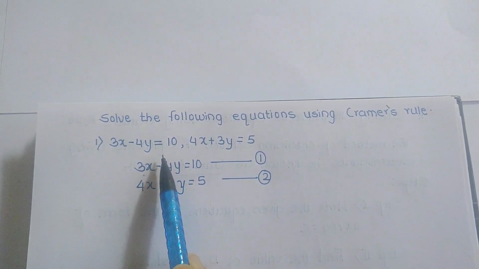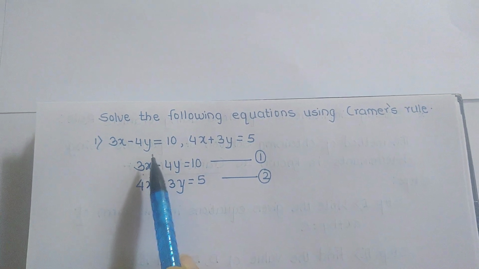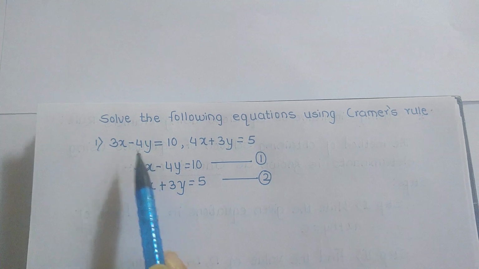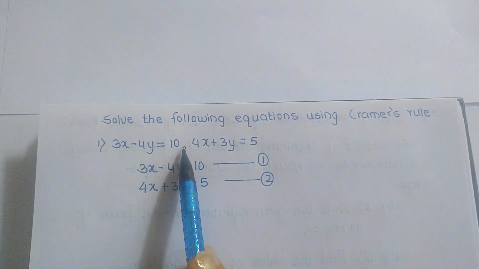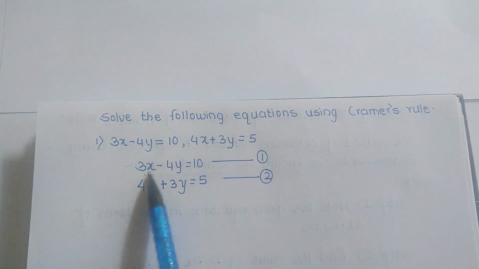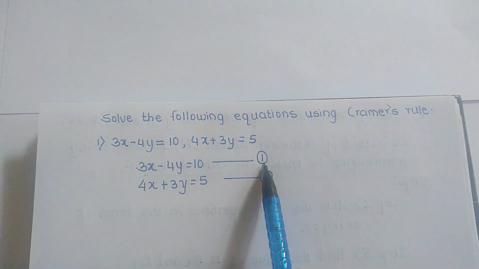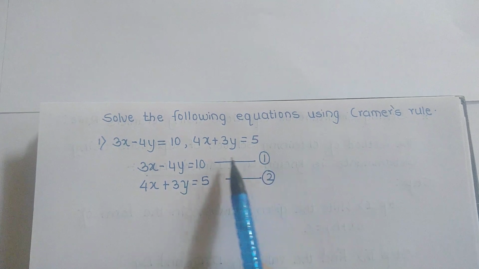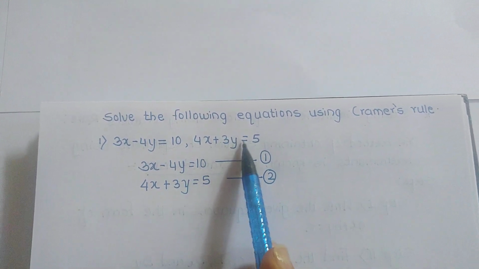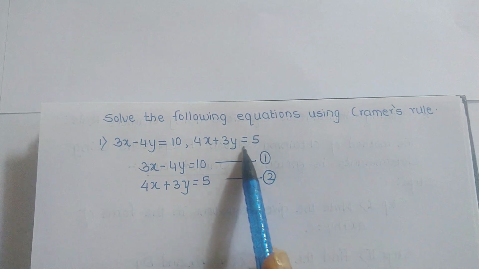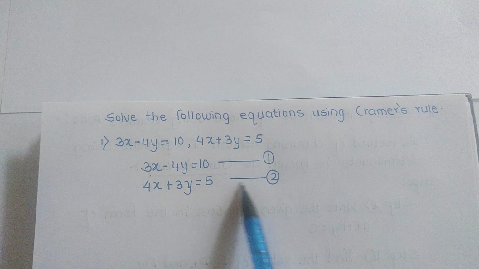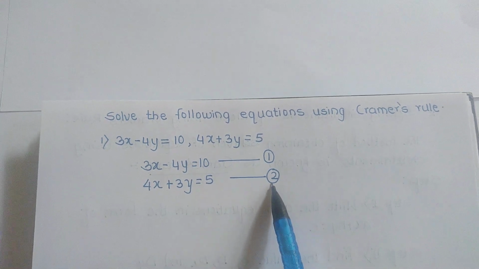So step 1 is to write the given equation in the form ax plus by equal to c. Analyze the first equation. The constant is already on the other side of the equal sign. So consider the first equation and give it equation number 1. Now analyze the second equation. In the second equation also the constant term is on the other side of the equal sign. So directly you can consider the second equation and give it equation number 2.